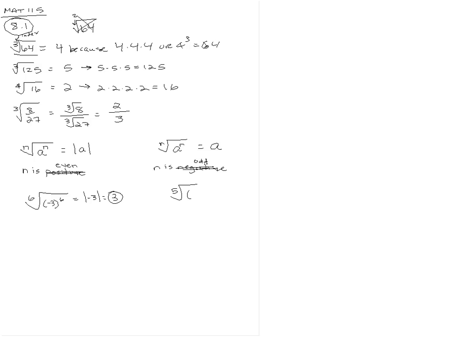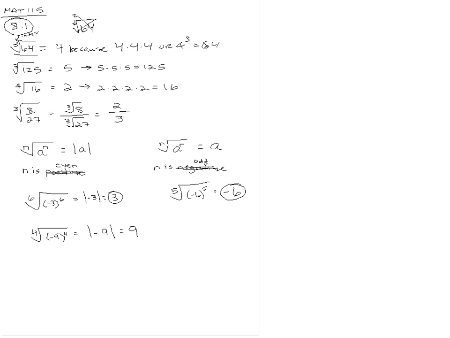If I had the 5th root of negative 6 to the 5th power, now n is odd. So because it's odd, we don't do the absolute value. We take it exactly the way it is. And my answer is negative 6. Okay? All right. Let's look at another one. What if I had the 4th root of negative 9 to the 4th power? Even root, so it's the absolute value of negative 9, which is 9.